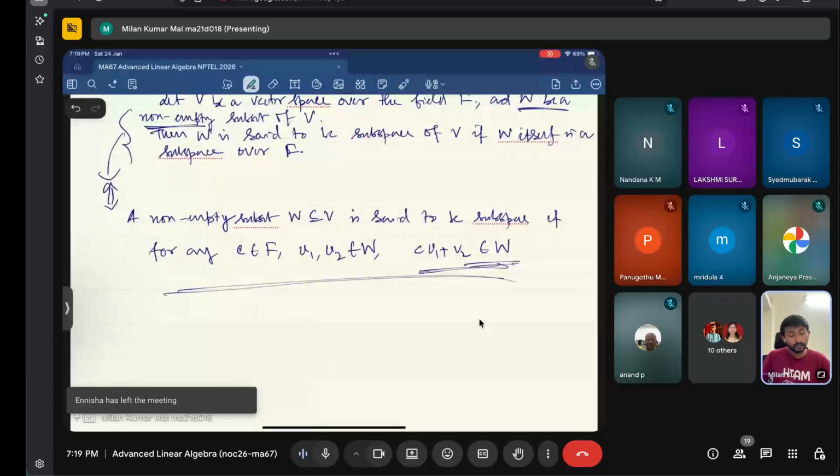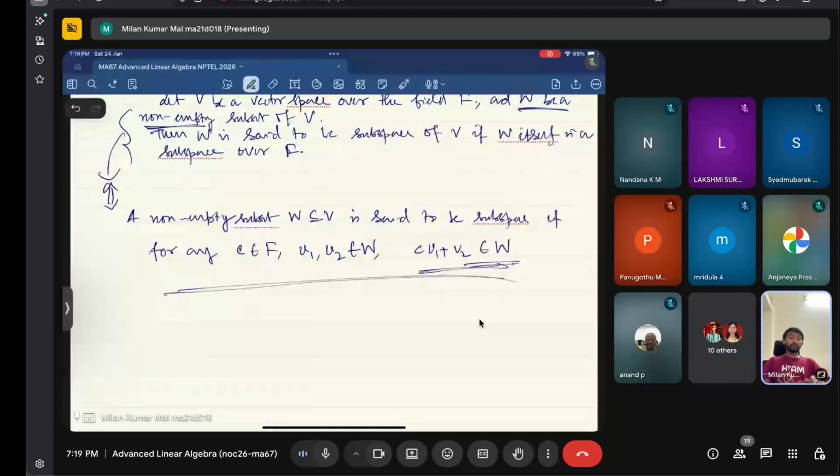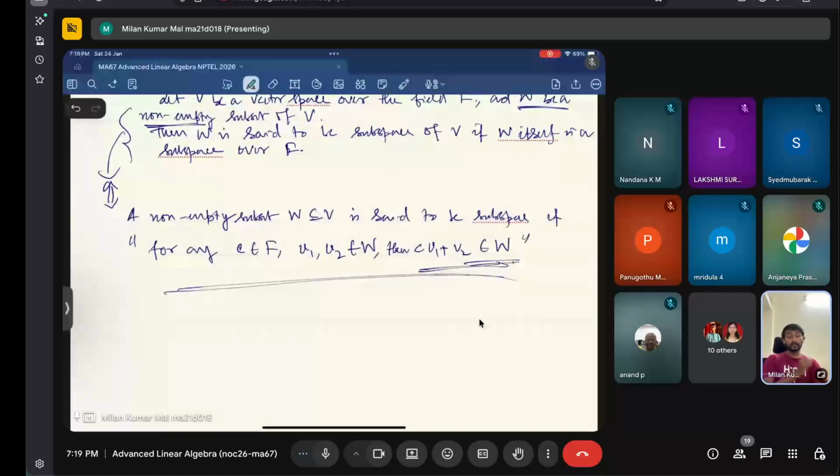Okay, so if this holds for any c belonging to F and v1, v2 belonging to W, then c v1 plus v2 is in W again. Then that will be a subspace. I will not prove that one, but that is the best tool one can use to check whether something is a subspace or not. But the first thing which I should advise everyone: when you have a set and are asked to check whether this is a vector subspace or not, first check whether 0 is there or not.